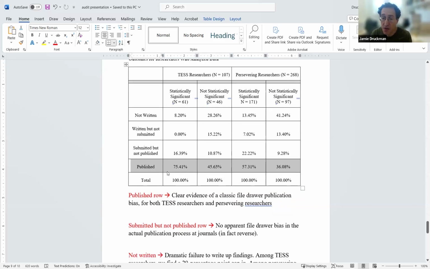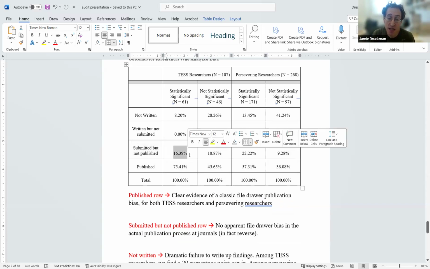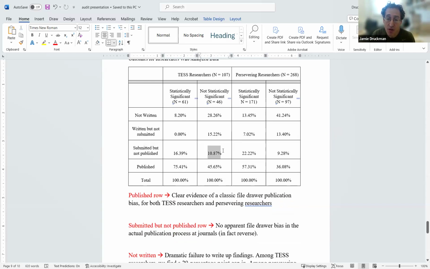I'll compare directly with Franco et al. in a moment. The next interesting thing to look at, though, is this row. So these are papers that were submitted to journals but not published. And so what we see here is, right, statistically significant results. If you just look at test researchers, 16% of them were submitted but not published, whereas only about 11% of not statistically significant were submitted but not published.